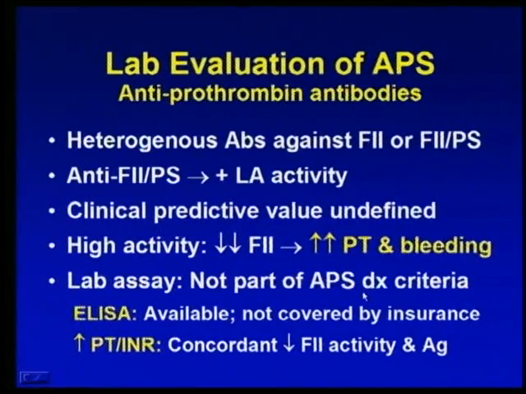We can identify these patients with a commercially available ELISA. My understanding is that this often is not covered by insurance. But in general, when we have these patients who have this markedly prolonged pro time and clinical bleeding, we see that there is a concordant decrease in factor II activity and antigen, specifically related to these antiphospholipid antibodies or antiprothrombin antibodies.